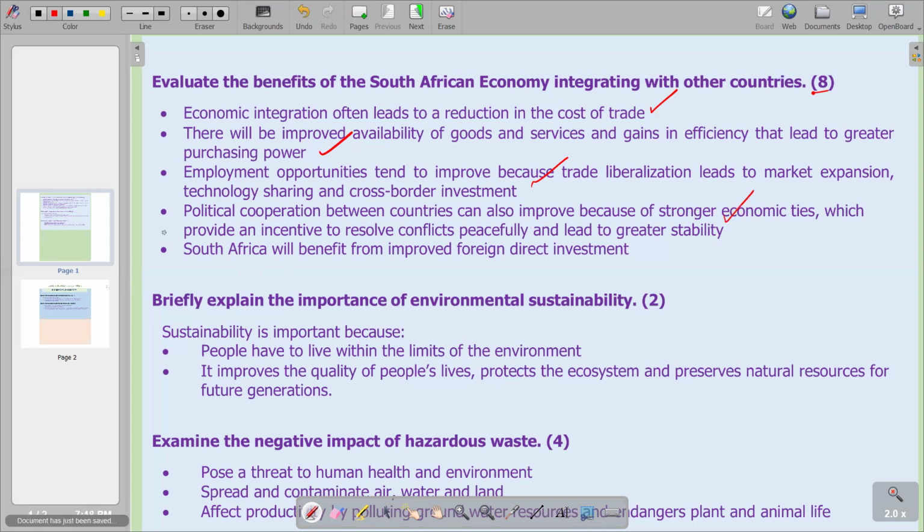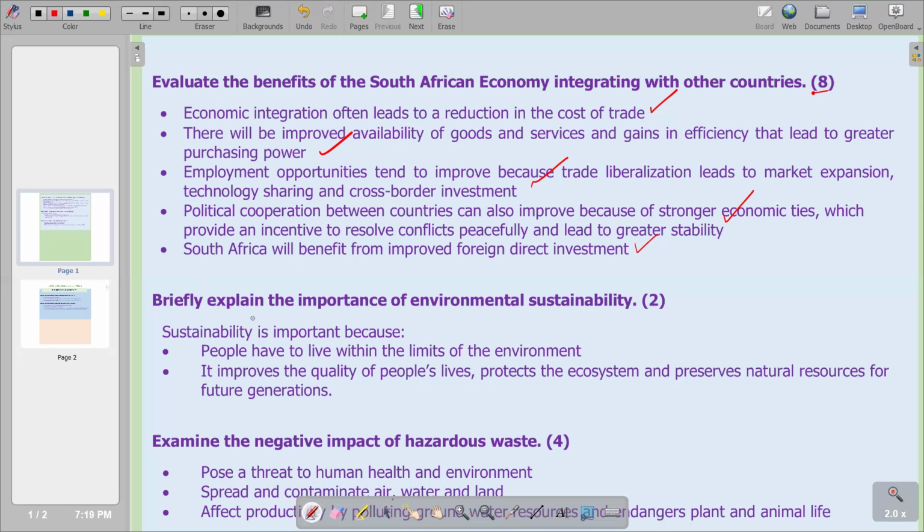Then the last benefit that we have is that South Africa will benefit from improved foreign direct investment. And we know that foreign direct investment, from this perspective, is the opening of businesses in our local economy by foreign nationals. So we will have foreign companies coming into our local economy and opening businesses. That is just the process of foreign direct investment, which is the FDI. So this is the first part.